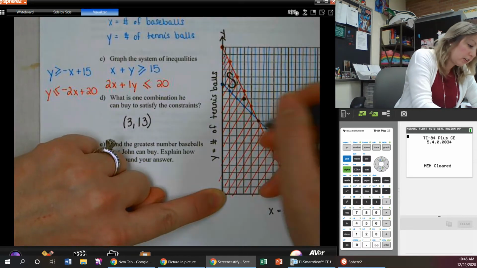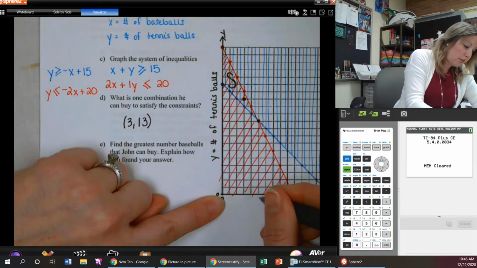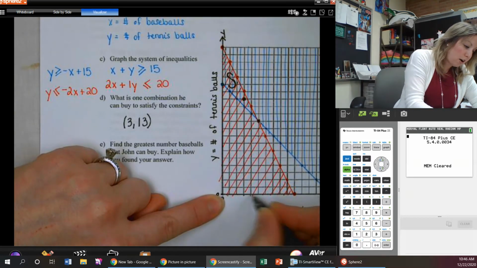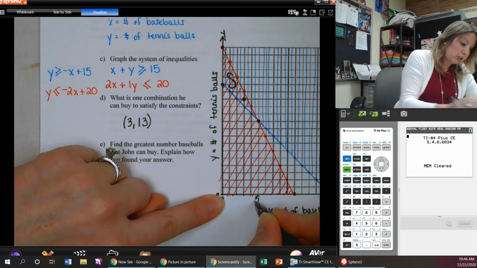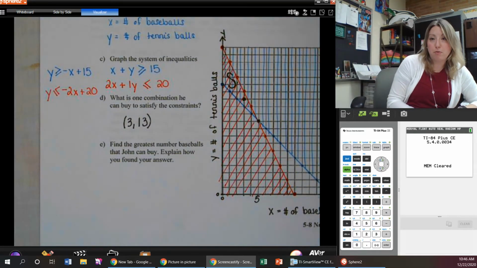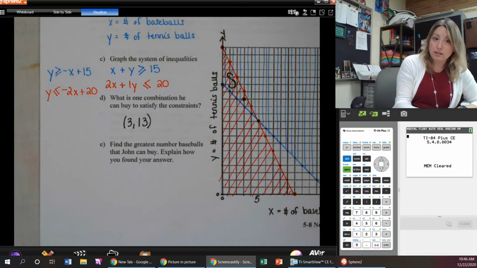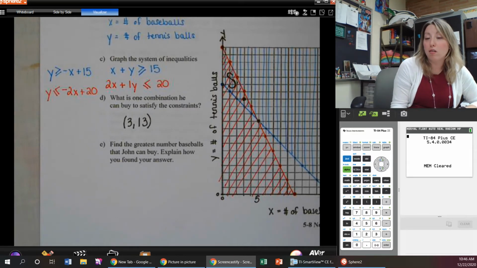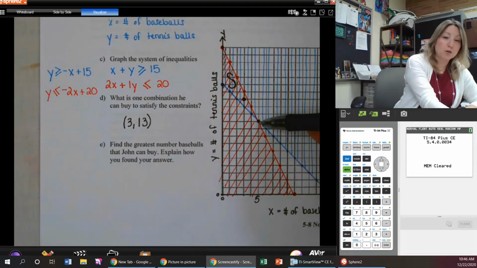That is still considered double shaded region. And that's 1, 2, 3, 4, 5. 5 baseballs is the maximum number of baseballs that we can get and still get 15 total baseballs and tennis balls. Okay. And that's because this is the furthest over the double shaded region goes.